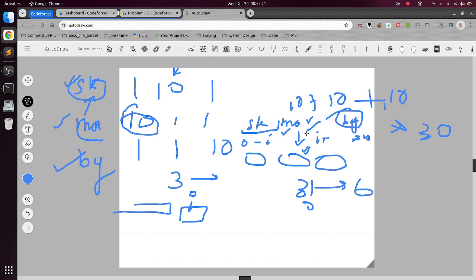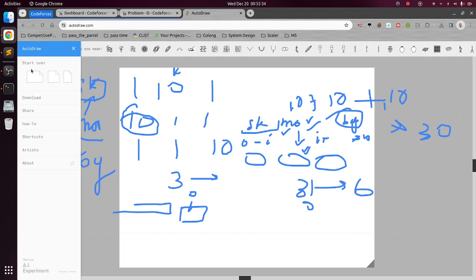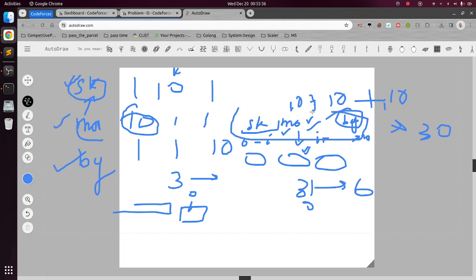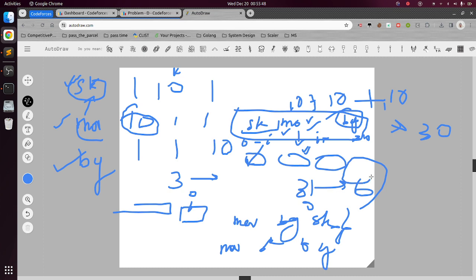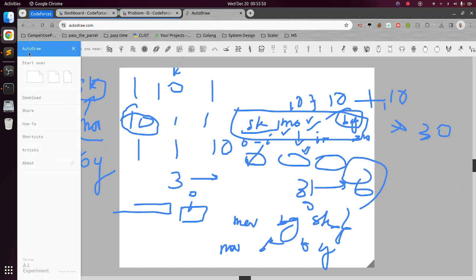This solution is much more popular and has been repeated quite a few times in Div 3 itself, where the combinations worked and you just have to fix something and go on. The next solution is my solution, which is a DP. First you can do SK MOV BG, or MOV BG SK, or MOV SK BG. So that is 6 ways of rearranging the 3 things, 3 factorial, permutations and combinations.